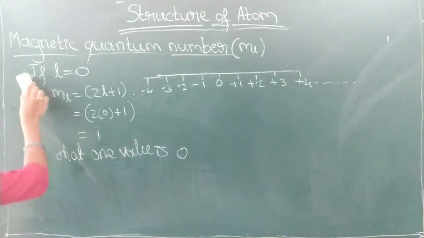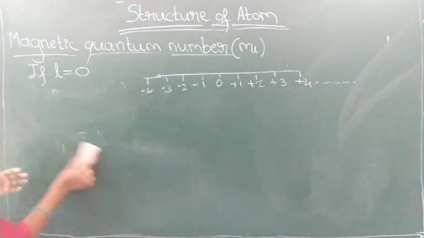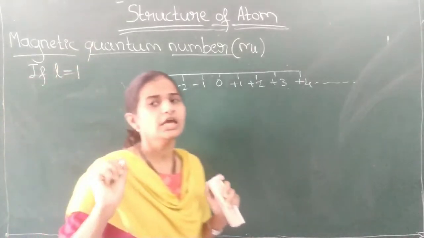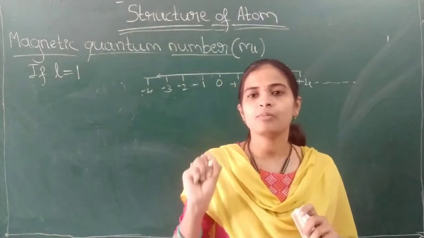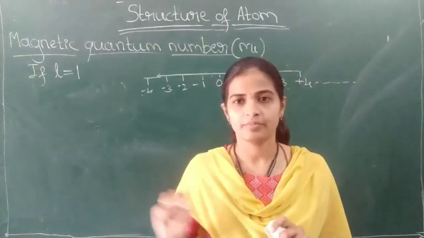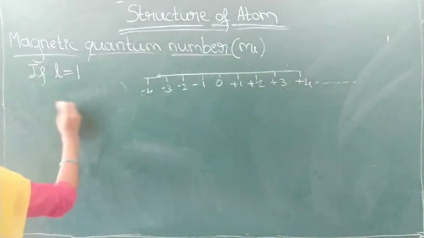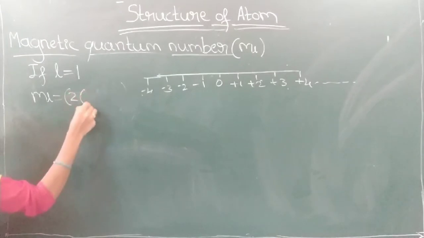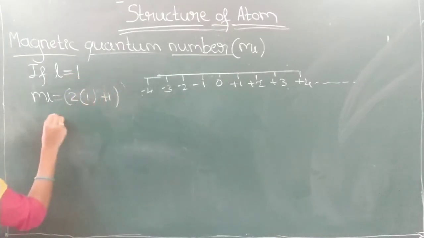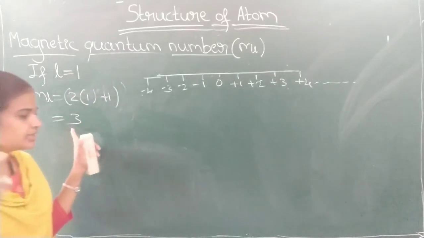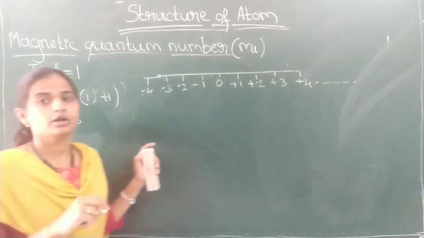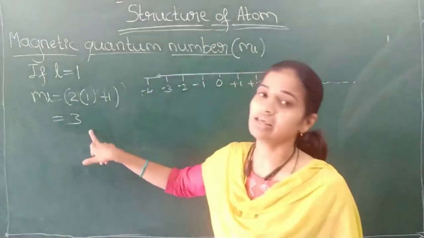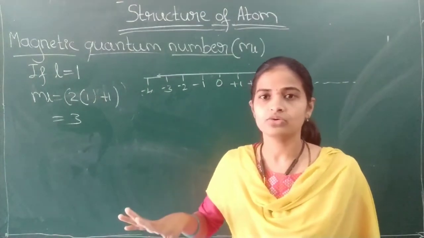I'll take the second example now. If L is equal to 1, you can write the question. If L is equal to 1, what are the possible values of magnetic quantum number? Write it down. First, what we should do? Value of L we have to substitute in the 2L plus 1 formula. 2 into L is 1, plus 1. What is the answer? 3. See, this 3 is not the value of magnetic quantum number. It tells how many values are possible. 3 values are possible. What are those 3 values?